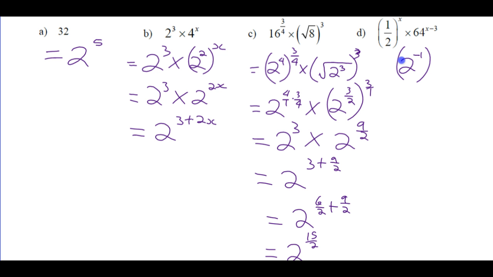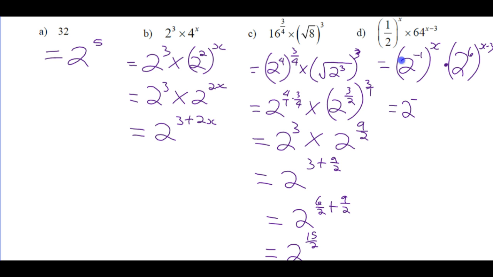Okay, so we don't write a half, we write 2 to the power of negative 1. We want to express things, and then that's raised to the power of x times 64. 2, 4, 8, 16, 32, 64, so that's 6, 2 to the 6th, to the x minus 3. Okay, we got power to a power.